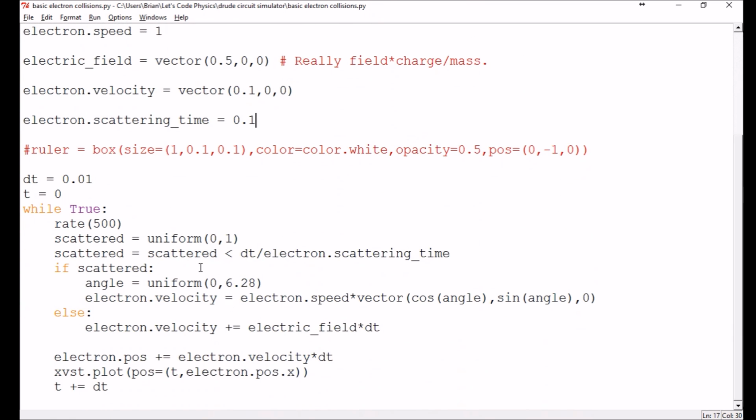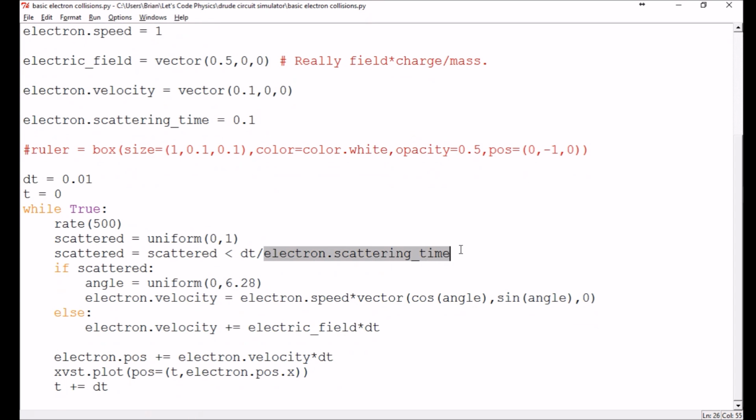So the way we're going to implement that is we are doing our while loop here. We've got our Euler-Cromer method set up. We are randomly determining whether the electron gets scattered in these two lines here. So we're picking a number between 0 and 1, and then we are determining whether that number is less than this factor here. So the electron scattering time is in the denominator, because the longer the average scattering time, the less likely it should be for a collision.